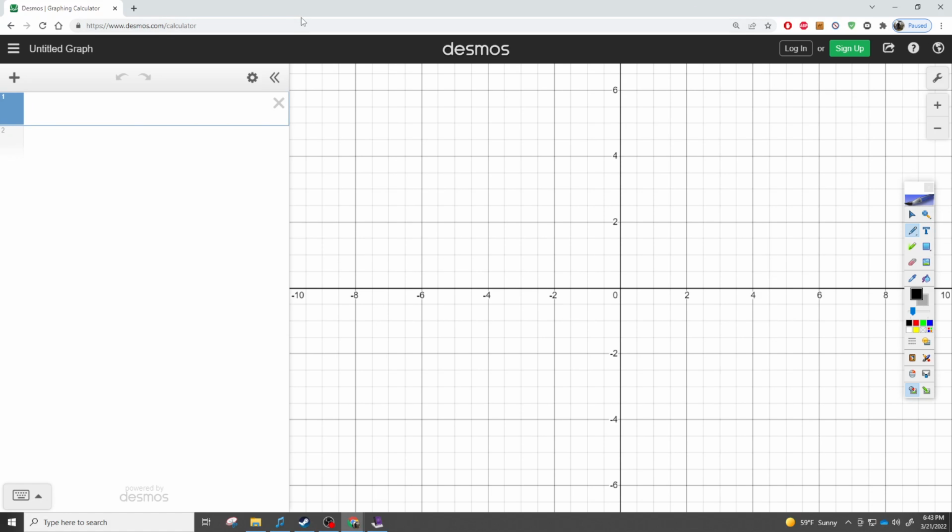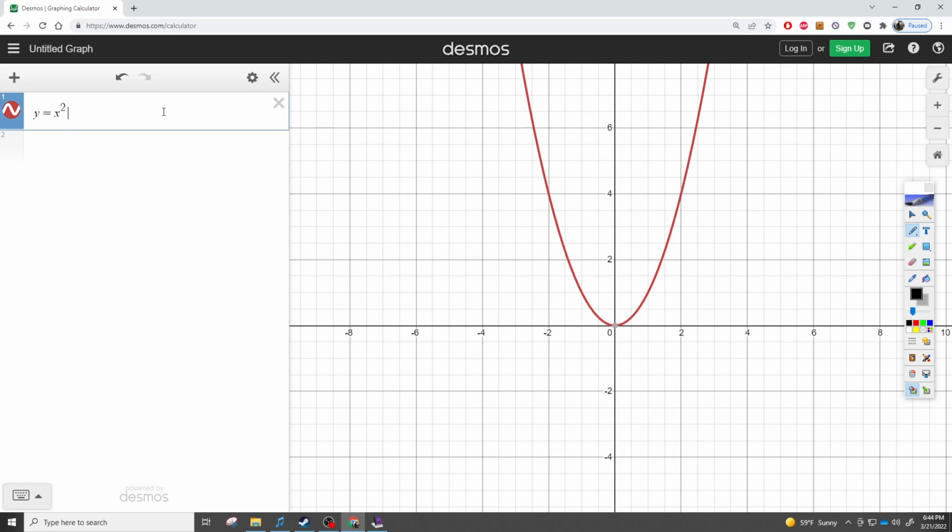Easiest way to do it. And then we're just going to type this in here. Y equals x squared, which you already know what it looks like. We have this. And then we'll put in the square root of x here. So we have y equals square root of x.